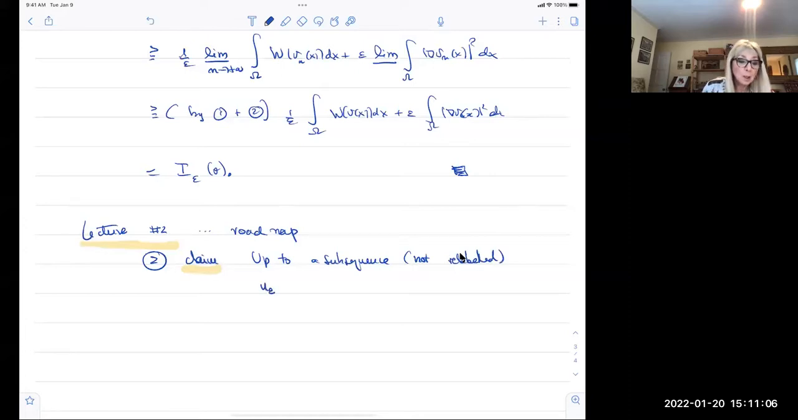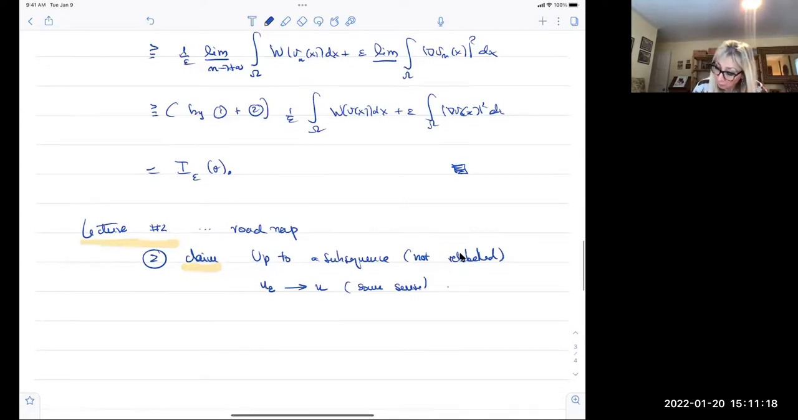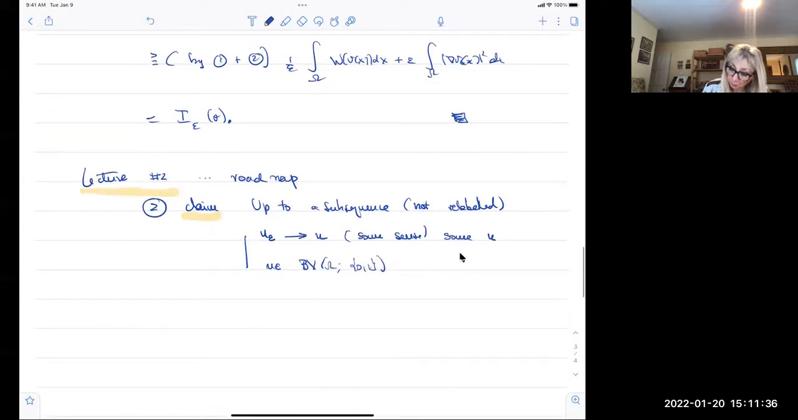the u_epsilon, which I will not relabel, converges in some sense, which I will make precise, I mean the topology, I will make precise later on, to some u. And actually, this u is going to be a function of bounded variation with values in 0, 1. You may also recall that back, I don't remember in which lecture, we proved something like this.